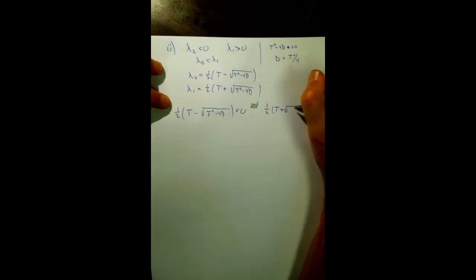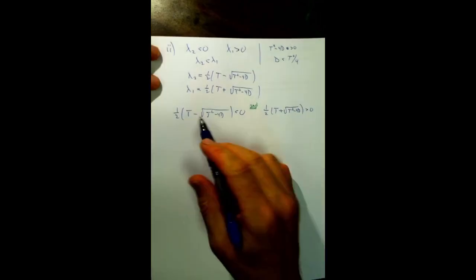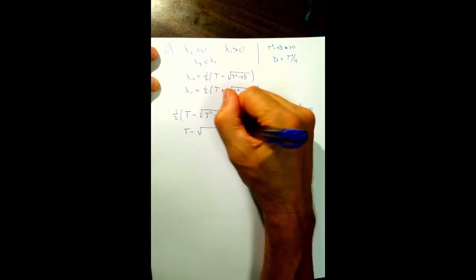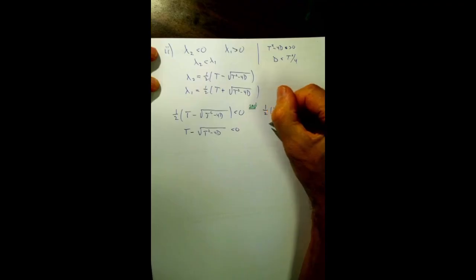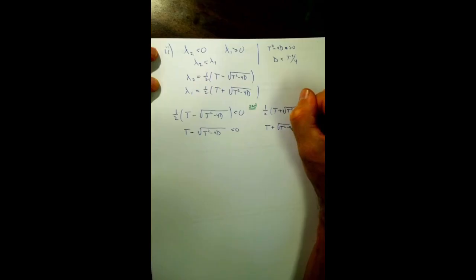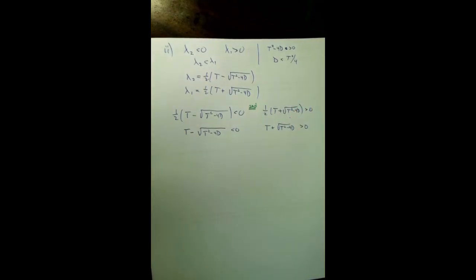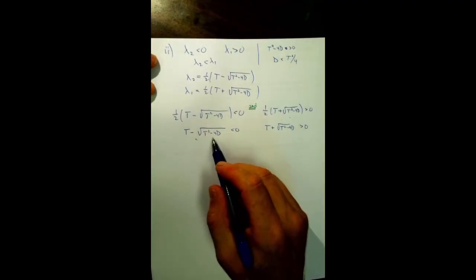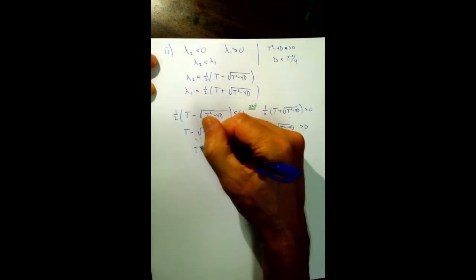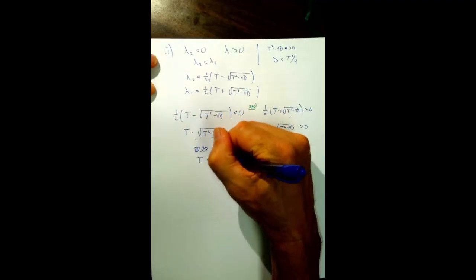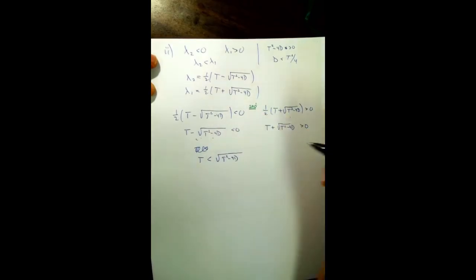1/2 of t plus the square root of t squared minus 4d is positive. All right, so for both of these, I can multiply through by t, which means that the thing in the parentheses has to be less than 0, and the thing in parentheses over here has to be greater than 0. All right, let me add t to both sides. Yeah, we do that. So this is t less than square root of t squared minus 4d.